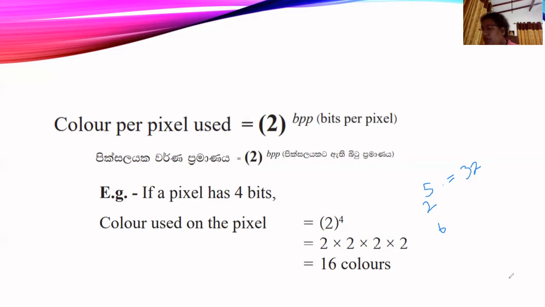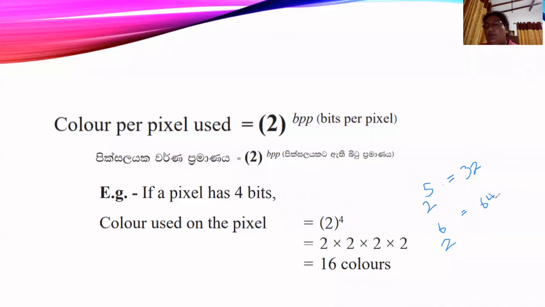Okay, Viduni. If there are 6 bits in a pixel, how many colors are included in that pixel? 64. Yes, very good. 64, because 2 to the power 6 is equal to 64, right?